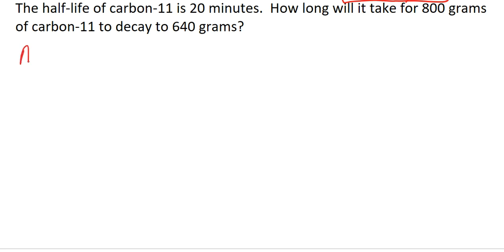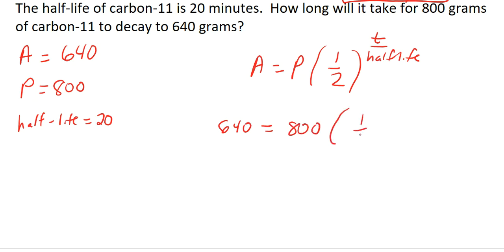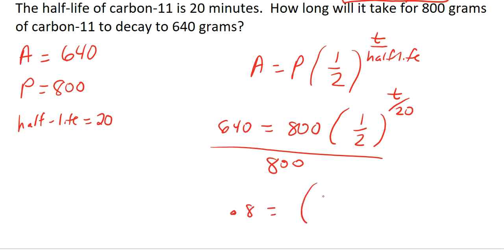So the amount at the end will be 640 grams. The amount at the beginning is 800. The half-life is 20. So remember, the half-life formula looks like A equals P times 1/2 to the time over half-life. So 640 is 800 times 1/2 to the T, which we don't know, divided by 20. So I'm going to start by dividing by 800. This will be 0.8 is 1/2 to the T over 20.